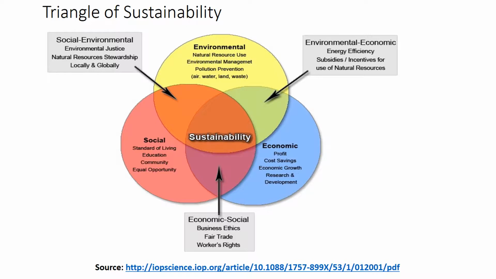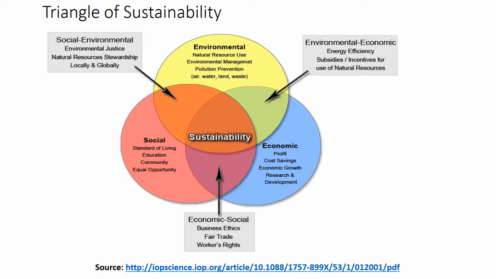The environmental factors are like natural resources, environmental management, and pollution prevention like air, water, land and waste management. Economic factors are like profit, cost savings, economic growth, research and development. Then economic-social factors like business ethics, fair trade, workers' rights. Then social factors like standard of living, education, community, equal opportunity.